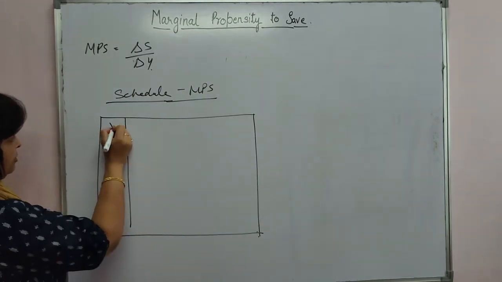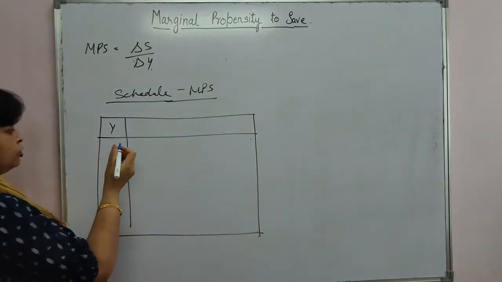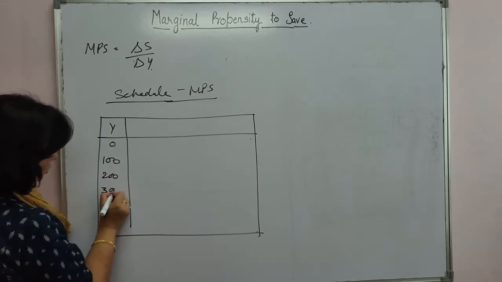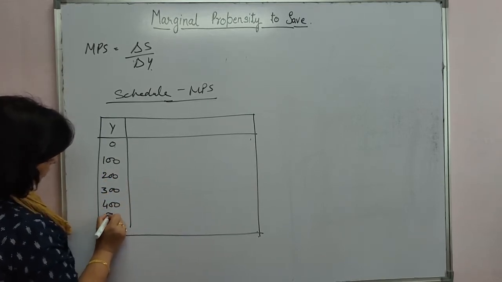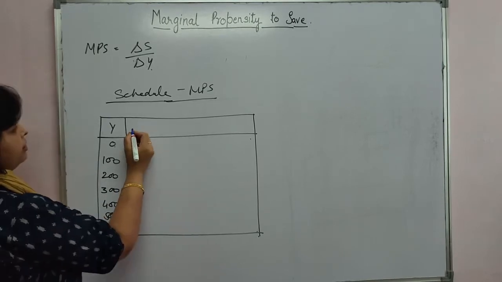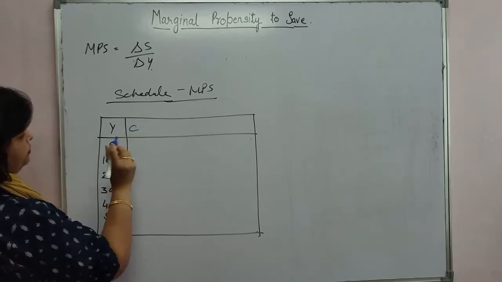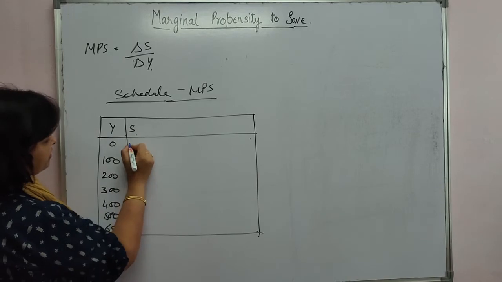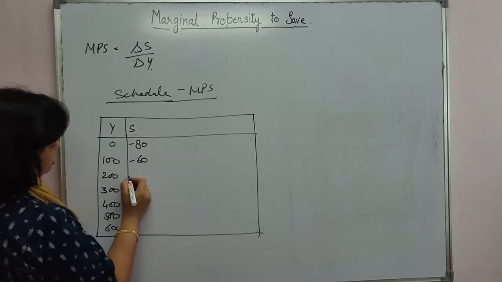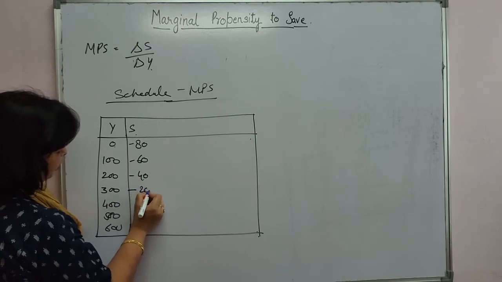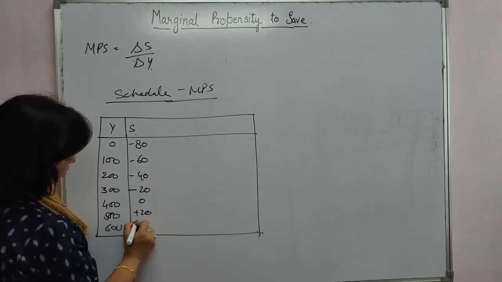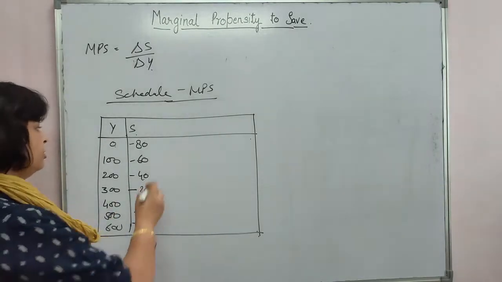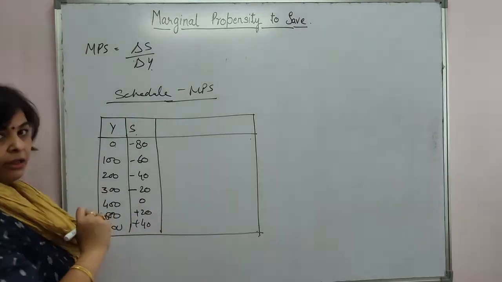Now first of all, I'm using the same table which we have used in previous lectures also. Income levels 0, 100, 200, 300, 400, 500 and 600. I'm not writing consumption, I'm writing saving directly. Saving is equal to minus 80, minus 60, minus 40, minus 20, 0, plus 20, plus 40. It's the same table which we had used in the last lecture.